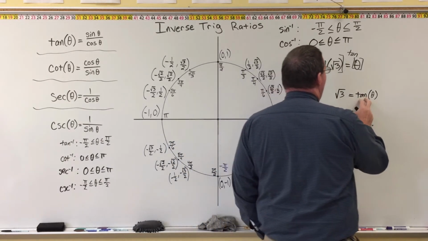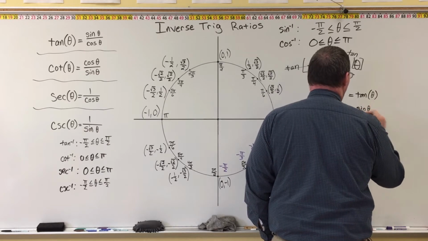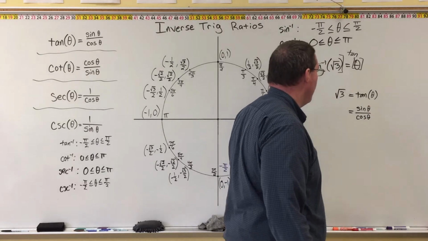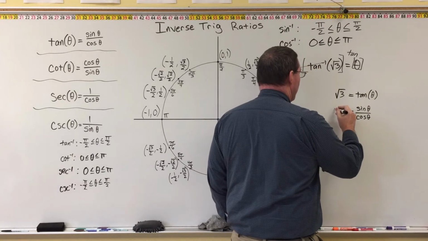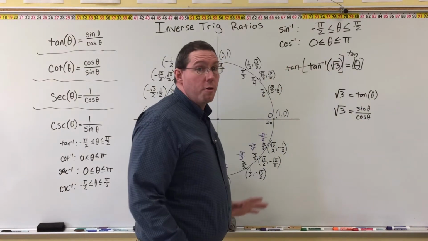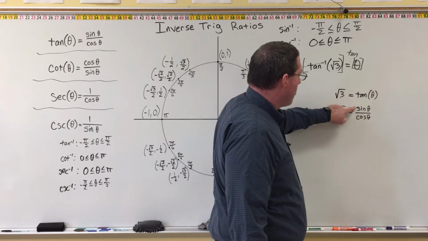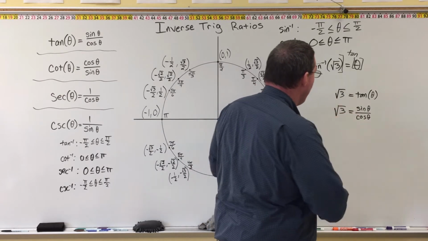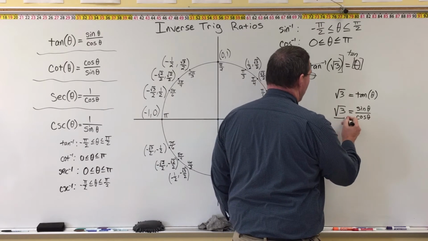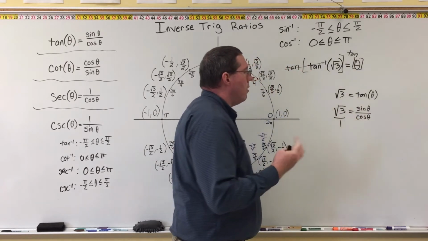And so I'm going to turn tangent into sine of theta over cosine of theta, okay? And I'm going to bring down the square root of 3, okay? And so now, because this is a fraction over here, we got sine over cosine, we want to make this one a fraction over here. We want to do square root of 3 over 1, okay?